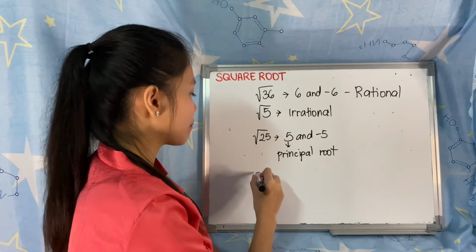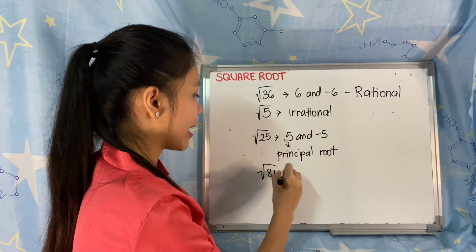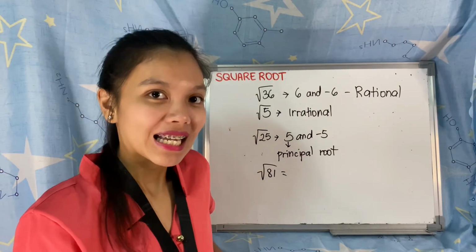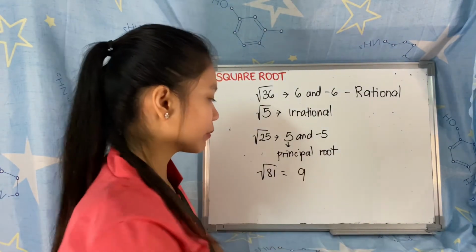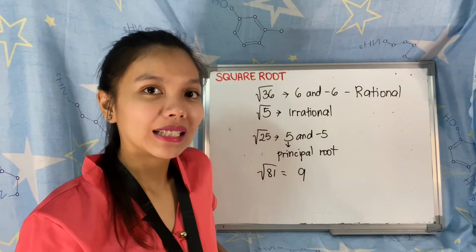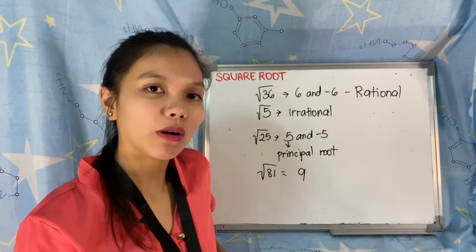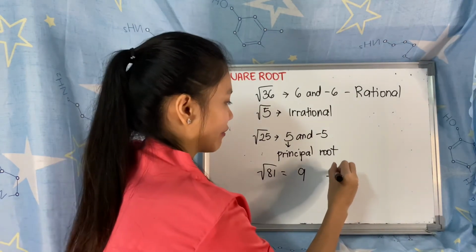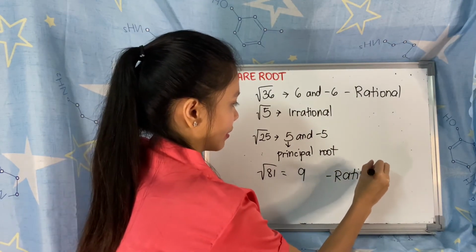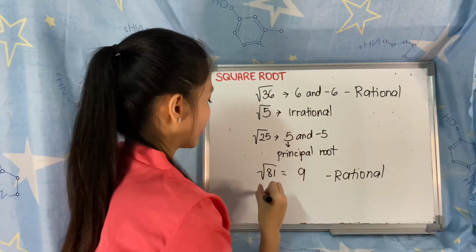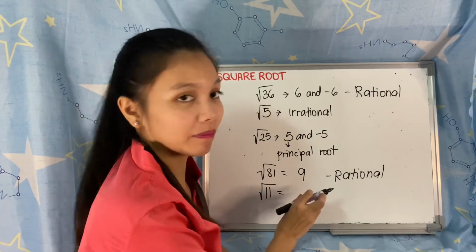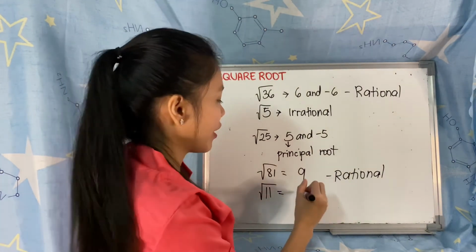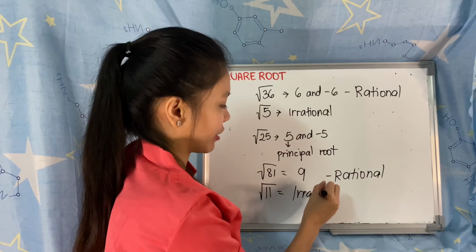So, what is the principal root of positive 81? Or the square root of positive 81? Yes, very good. The principal root of positive 81 is 9. And positive 81 or the square root of positive 81 is considered as rational. Very good. And another one, we have the square root of 11. Is 11 a perfect square? No, it's not. Therefore, it is irrational.